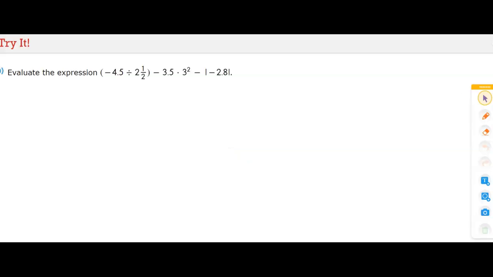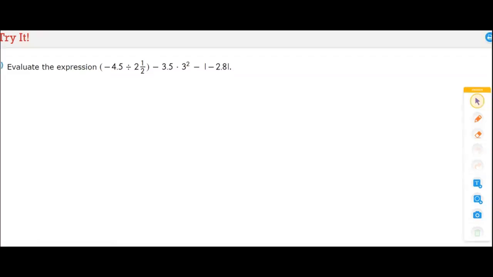So we're going to look at this expression and evaluate it the very same way. Evaluate the expression, the quantity negative 4 5/10 divided by 2 1/2 minus 3 5/10 times 3 squared minus the absolute value of negative 2 8/10.